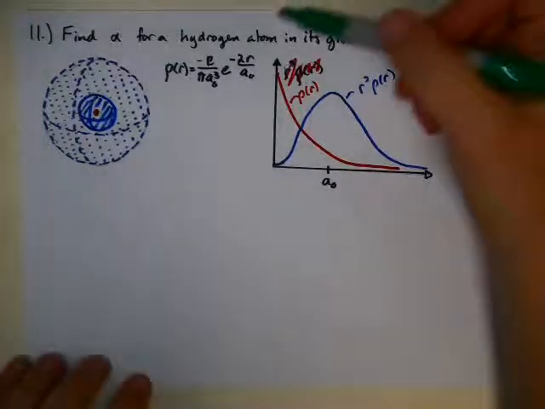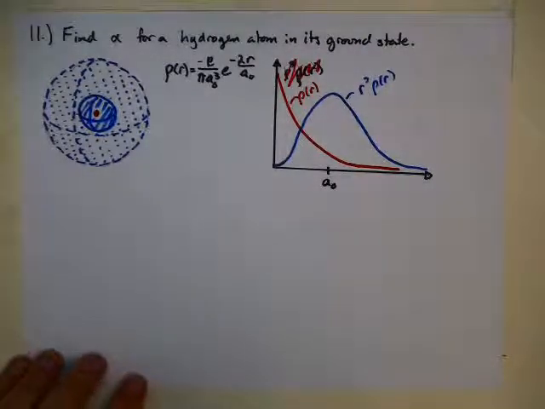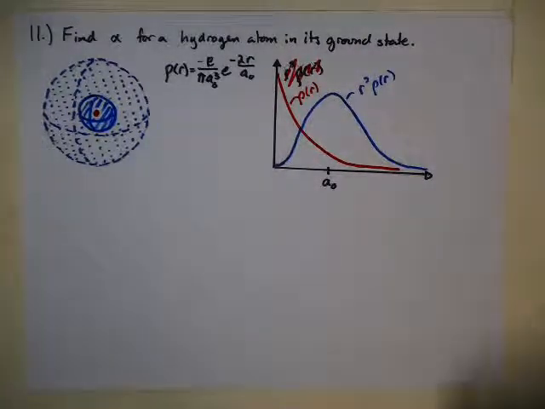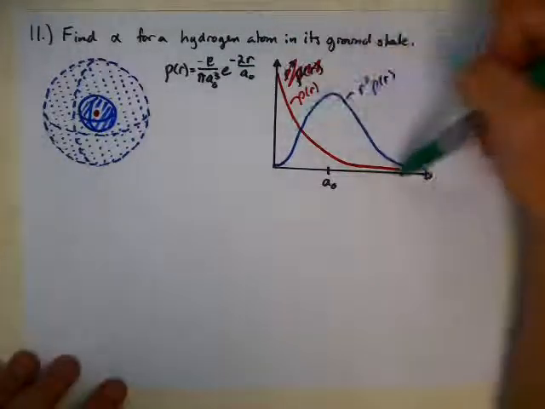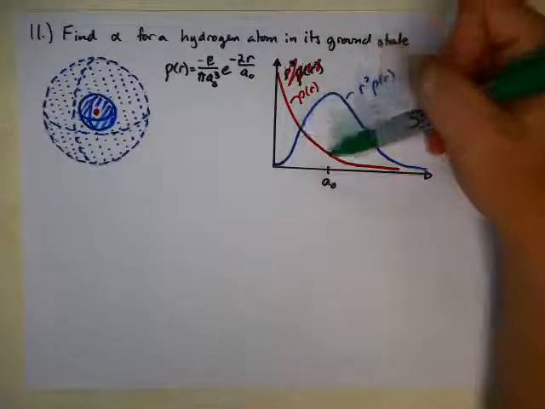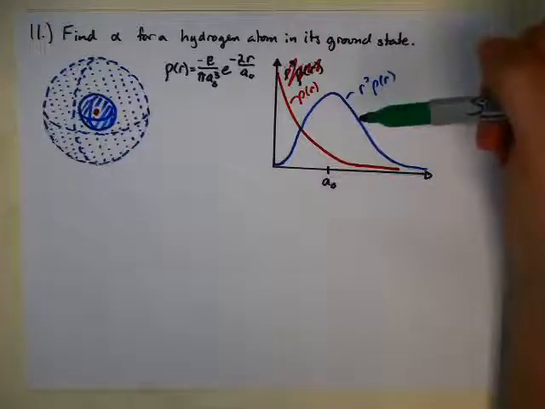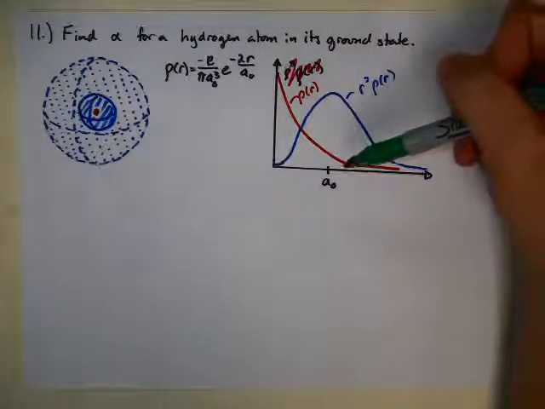Now, this a naught is something called the Bohr radius, and you often hear it said that that's about how far away the electron is in a hydrogen atom. But if you were to plot this expression, you'd get this red curve, which doesn't make a naught seem interesting at all. There's nothing fancy happening there.